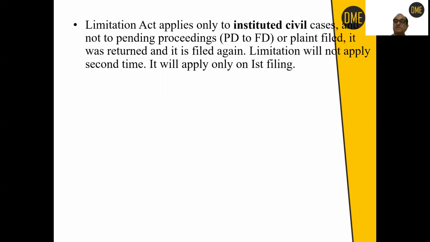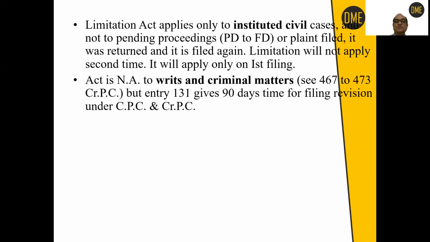But if the plaint is returned and it is filed again, then the position may be different. Limitation will not apply the second time. If the plaint was returned to the party for filing it in the proper court, then limitation will not apply the second time. Limitation will be applicable when the plaint was filed for the first time before the trial court.